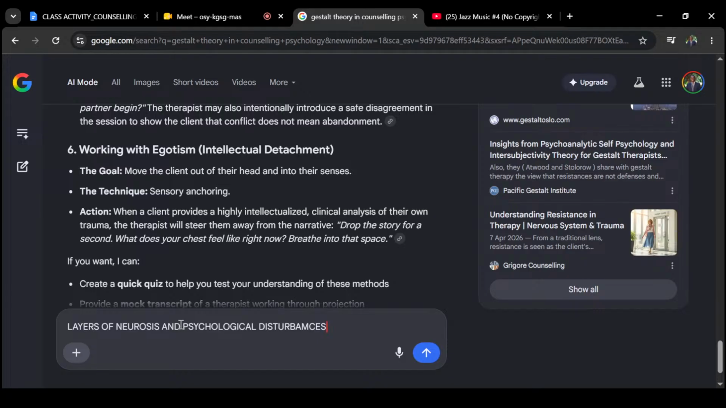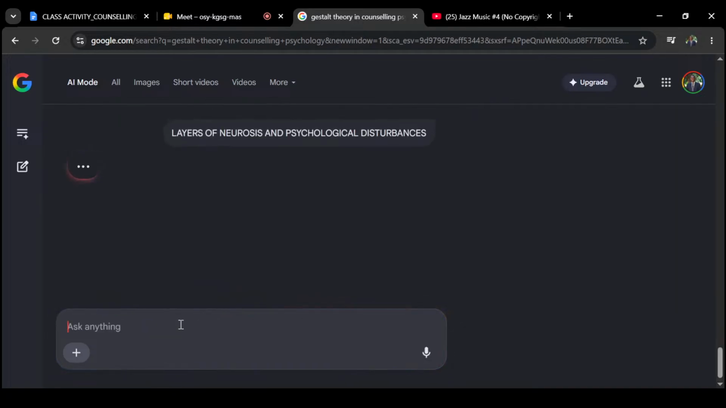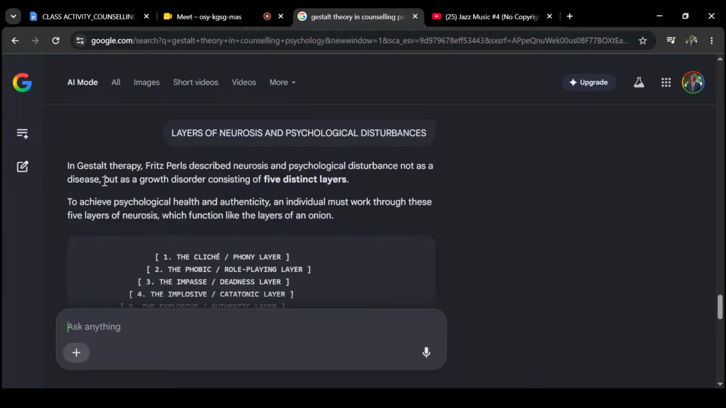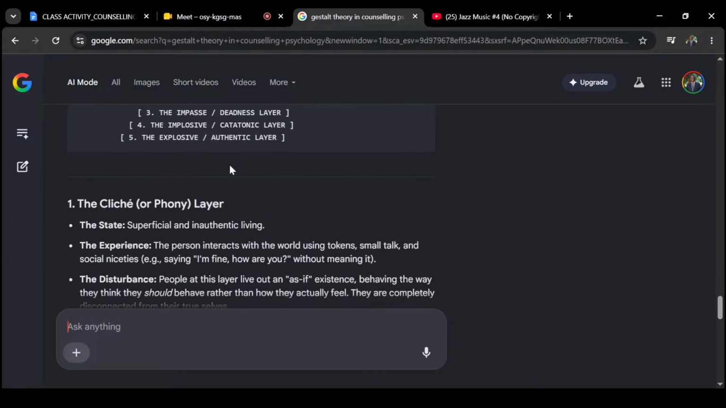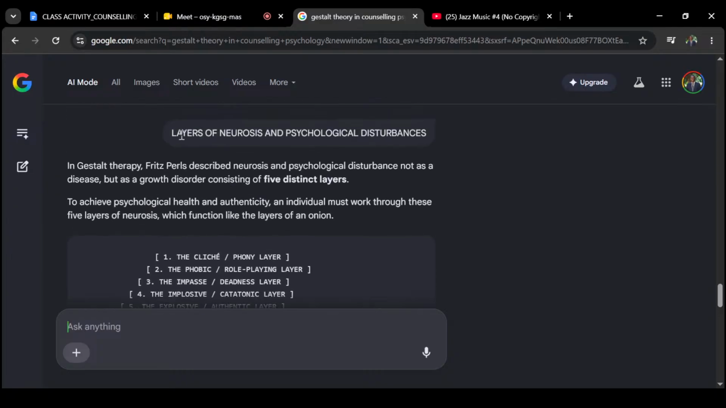Kindly spell neurosis. Which one? Psychological disturbances, or layers of neurosis? Layers of neurosis. I think neurosis is N-E-U. Teacher, correct me if I'm wrong. N-E-U-R-O-S-I-S. Yes. Neurosis. Okay, our researchers, do your thing. The reader is ready.